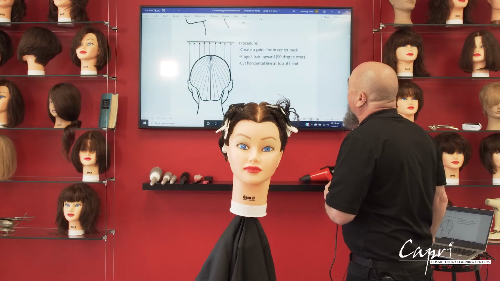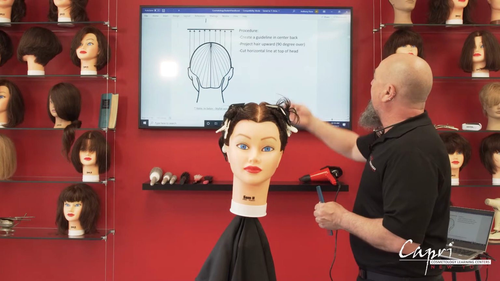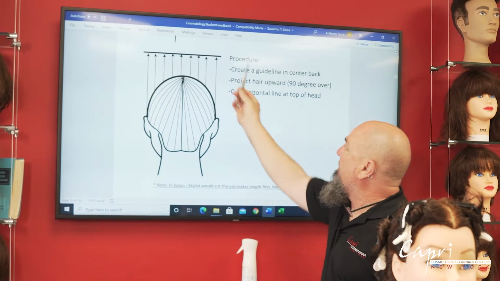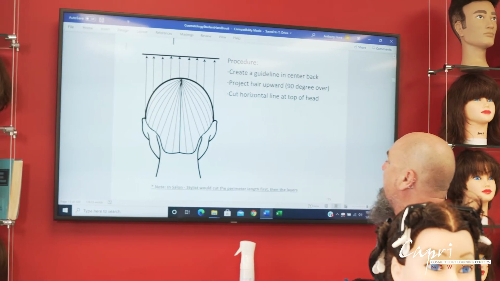The procedure we're going to use is we're going to create a guideline in the center back, project the hair upward 90 degrees over, everything coming up to a horizontal design line, and then we're going to cut that horizontal line at the top of the head.